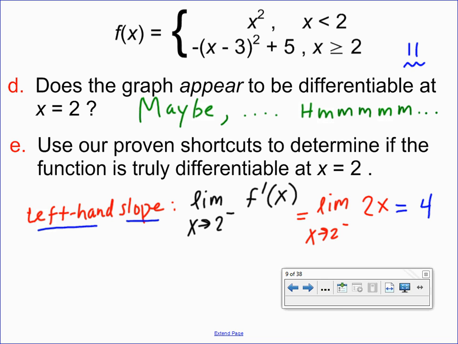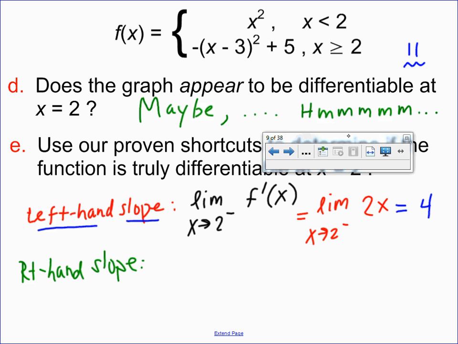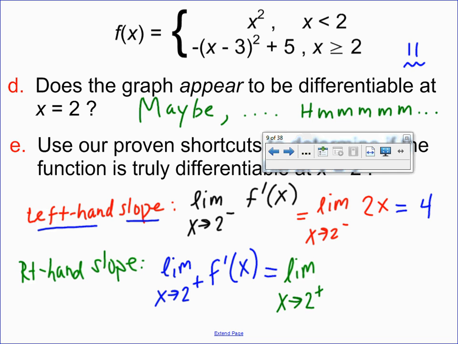Let's consider the right-hand slope. The right-hand slope can be gained exactly and algebraically by differentiating my bottom definition. And so again, we'll start with our general notation. The limit as x approaches 2 from the right-hand side of f prime of x, the derivative of my original f. And to get that, we'll use our shortcut rules, but we'll apply those shortcut rules to my second function piece. Can I differentiate that with a shortcut rule? What shortcut rule would we use to generate f prime of x using the second definition?